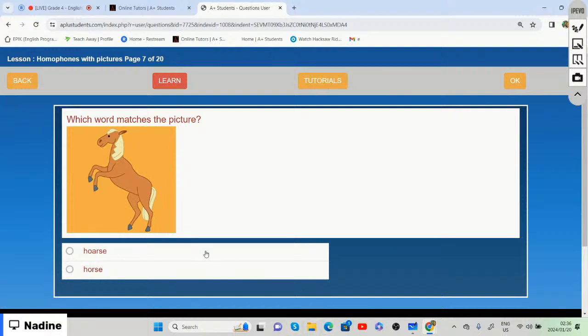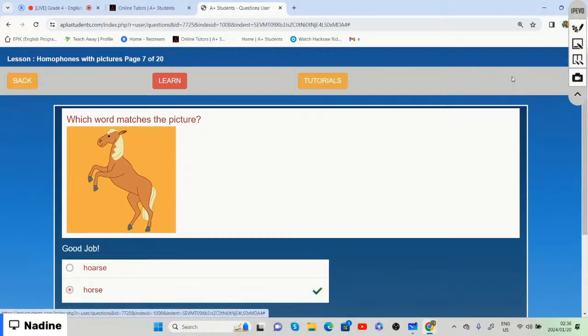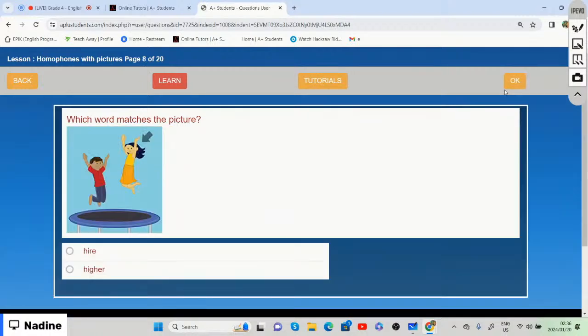All right. So if we look at the correct word, we will choose he is a horse. All right. So what is an example? Give me your example, please. And horse is correct. So well done. Horse is correct.